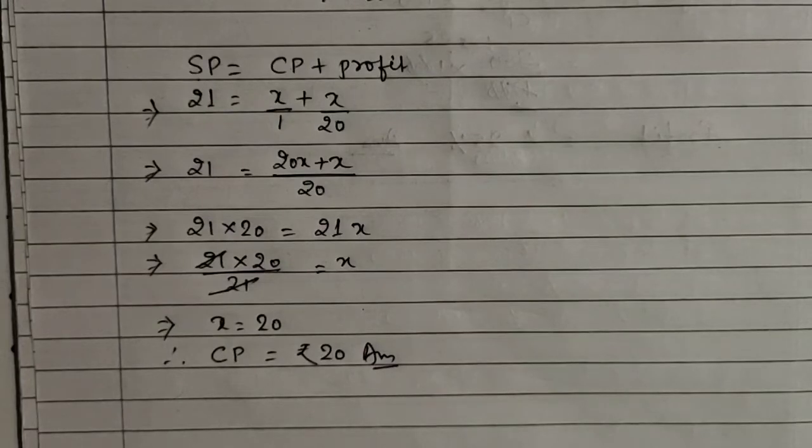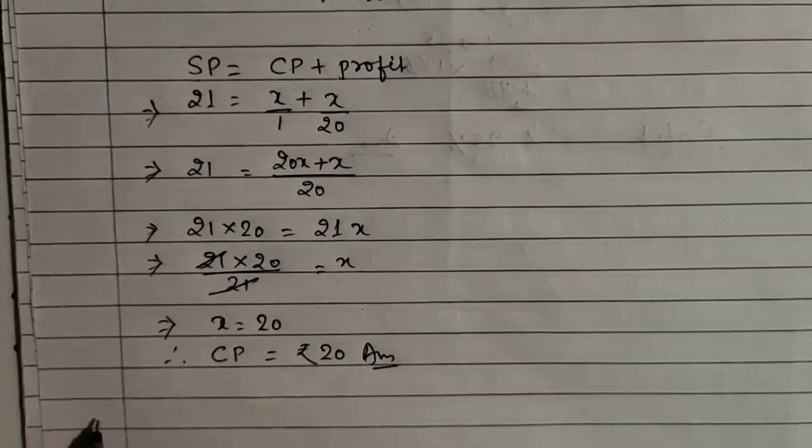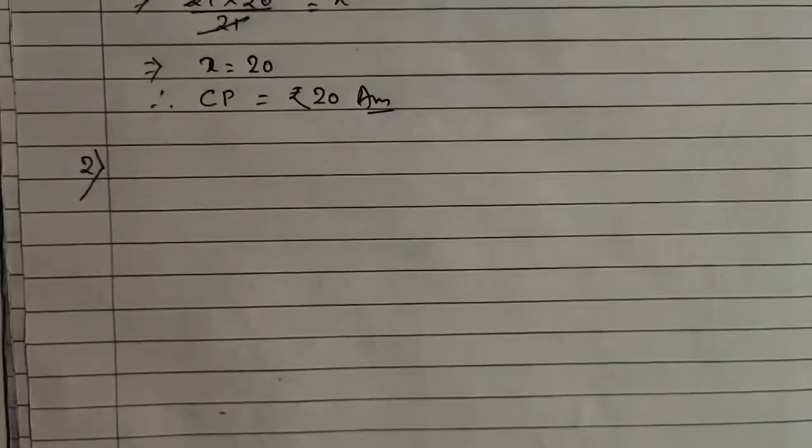Similarly in question number 2 also the same thing is there, only loss is there. In the third also the same is there, the fourth is also the same, the fifth is also the same. Similarly you have to solve all of question number 1. Next we will be solving question number 2.